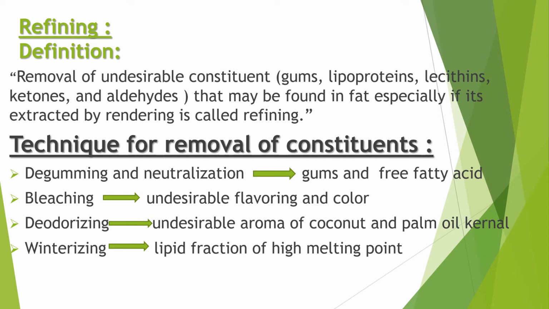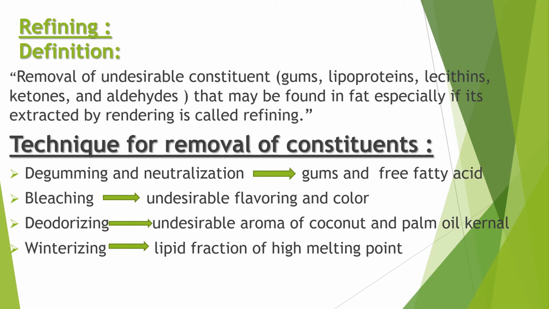So after the rendering is done, there may be some undesirable constituents formed after extraction. They may be gums, lipoproteins, lecithins, ketones, and aldehydes. These are a few examples that may appear in fats at the stage of manufacturing. Several steps can be helpful in refining these fats to the high level of purity needed to move them through marketing channels and into the kitchen. These few steps are: number one is degumming and neutralization.